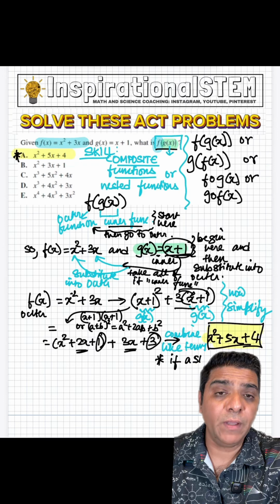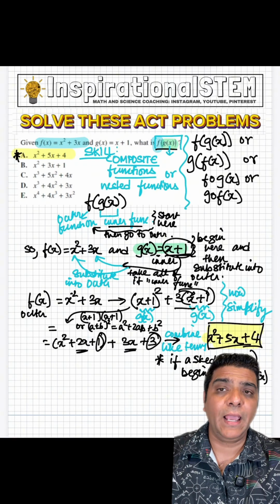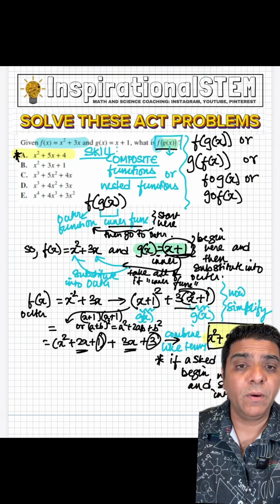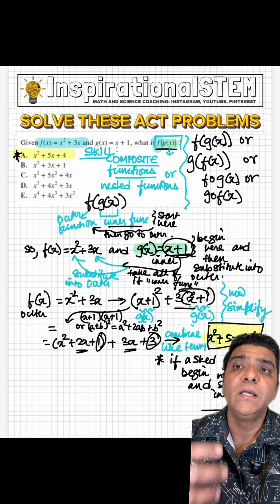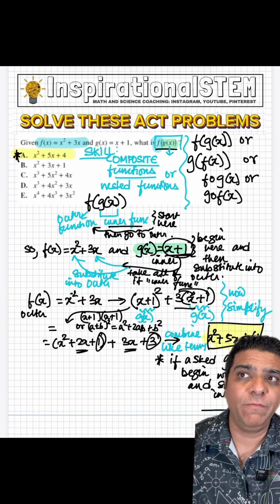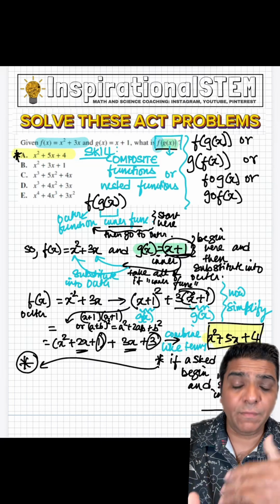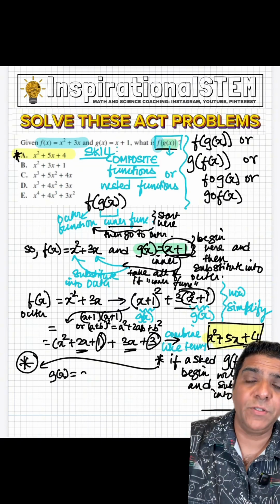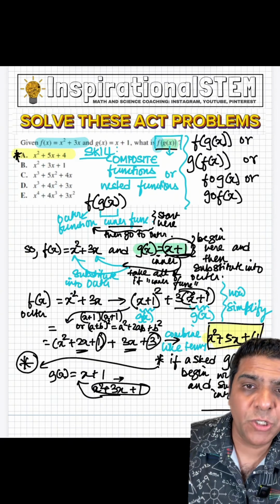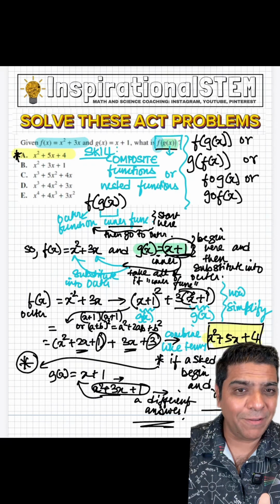Now one thing is we have to be very careful and look at what sequence they're asking us, f of g of x or g of f of x. That makes a big difference for composite functions because it changes what we start with. So if they had asked us g of f of x, we start with the inner function, which would be f of x, x squared plus 3x, and substitute that into g of x. So it would be x squared plus 3x plus 1. That's a completely different answer.